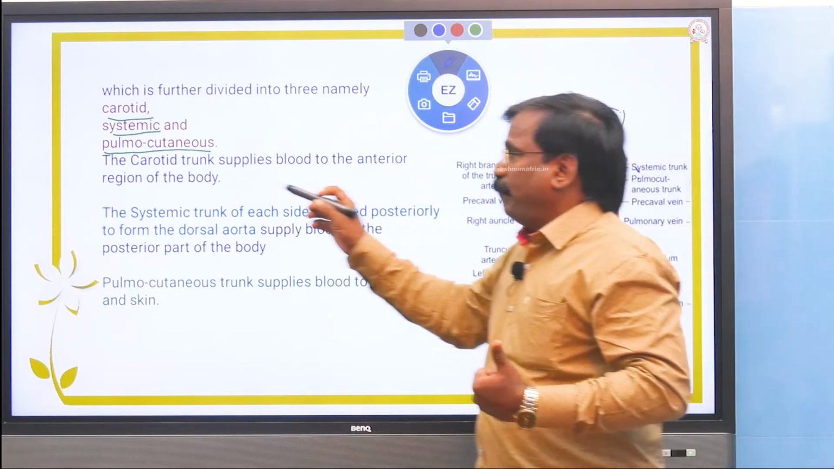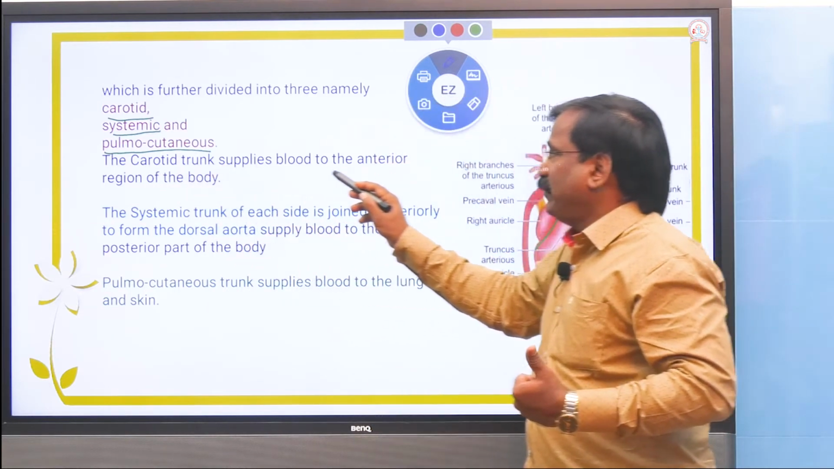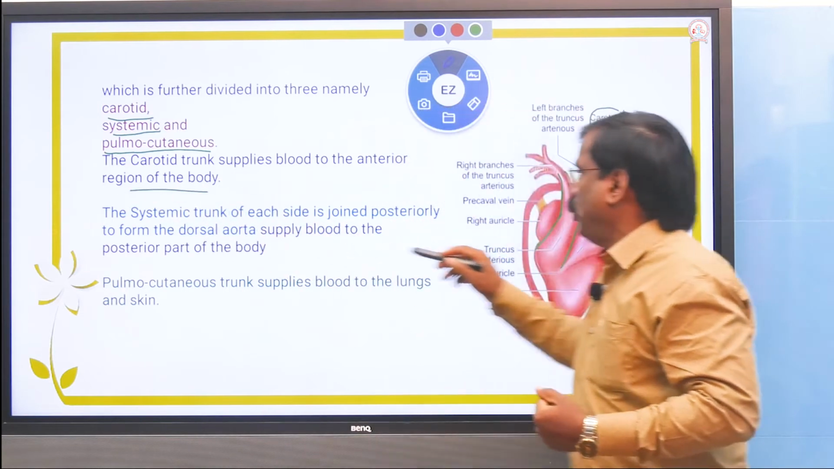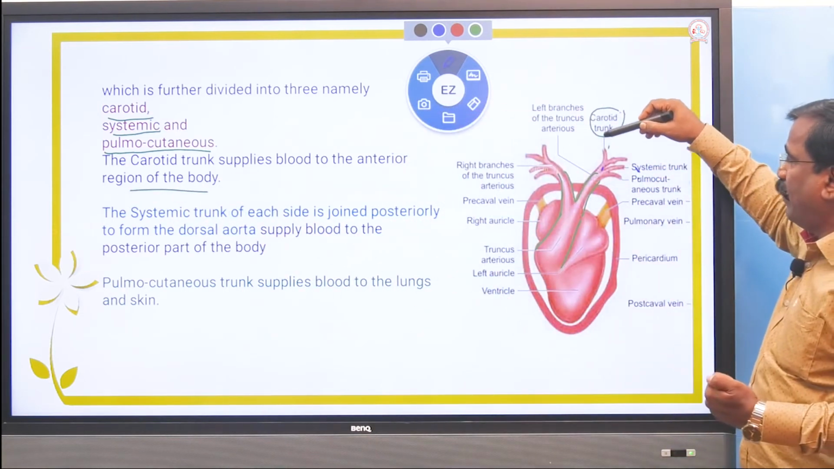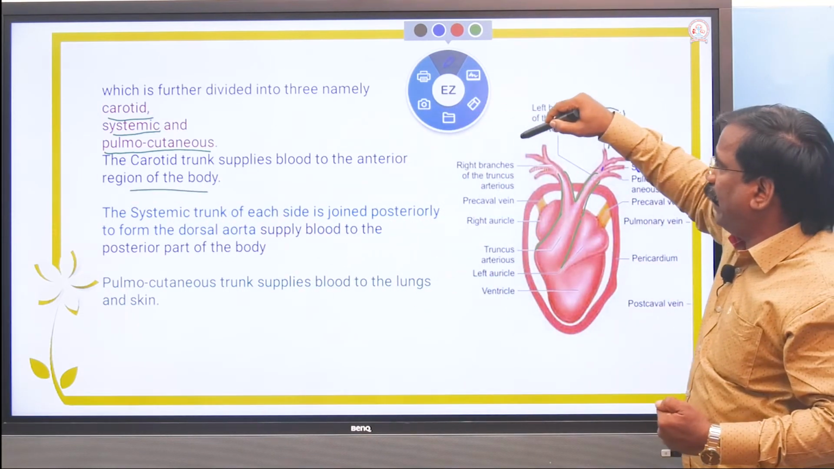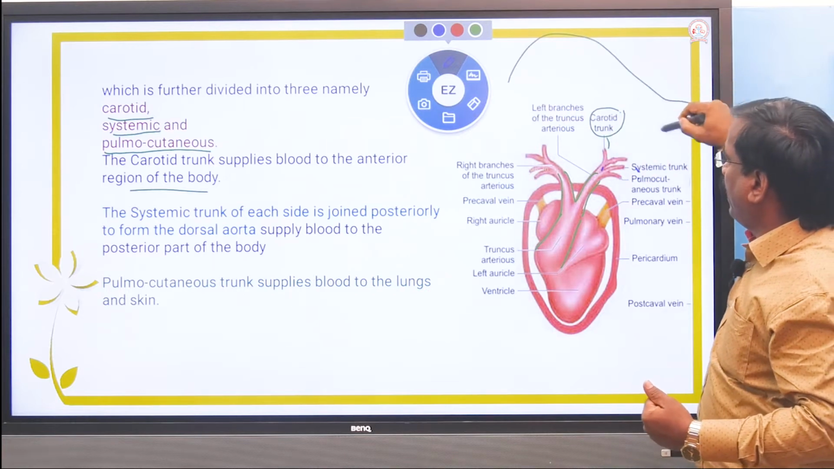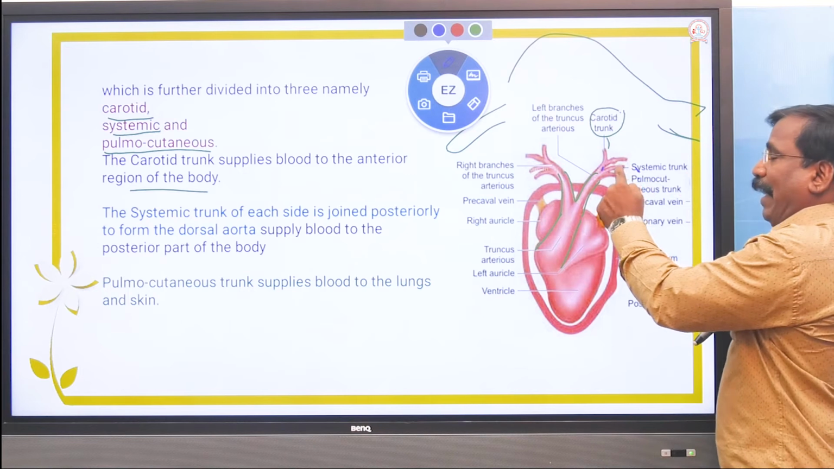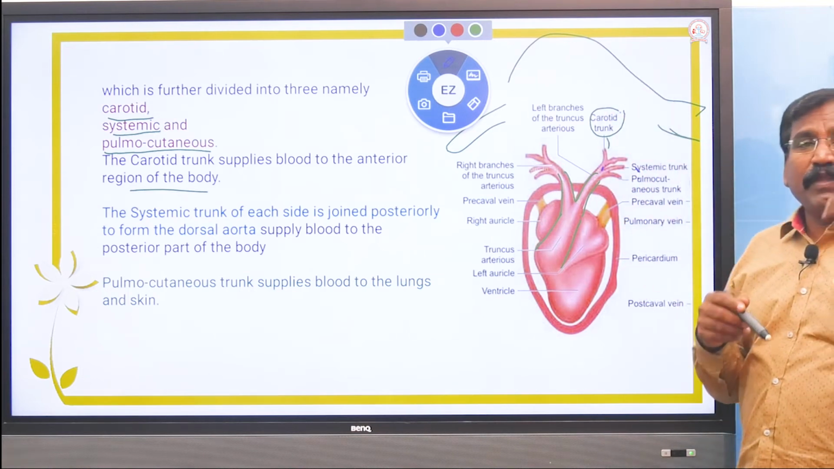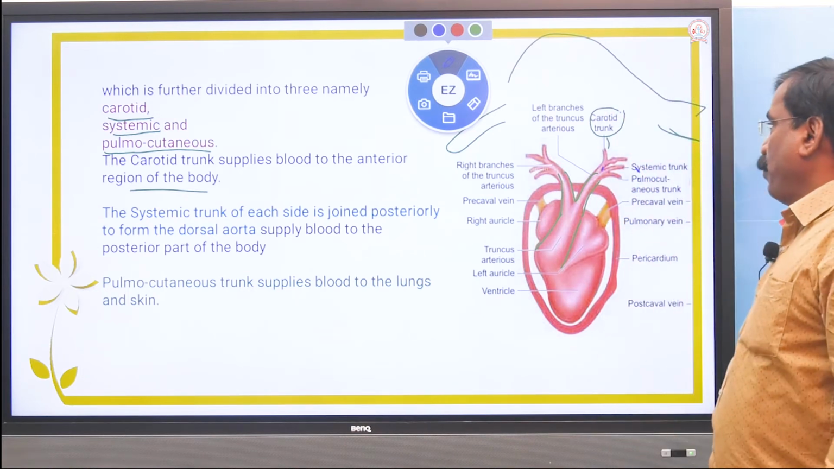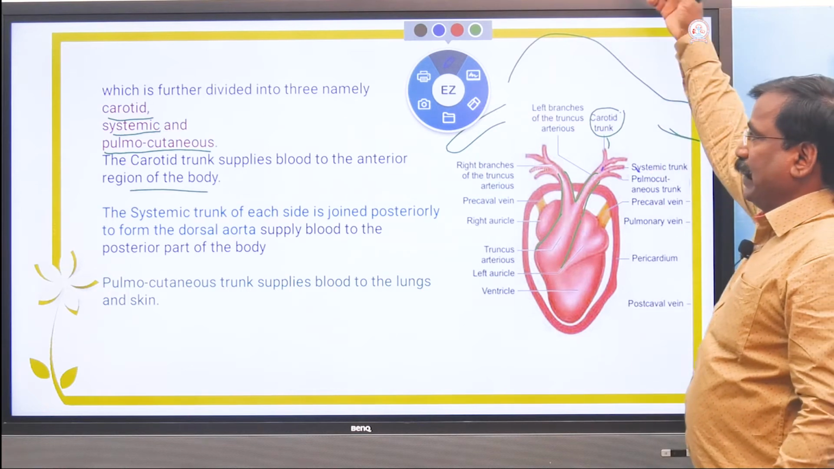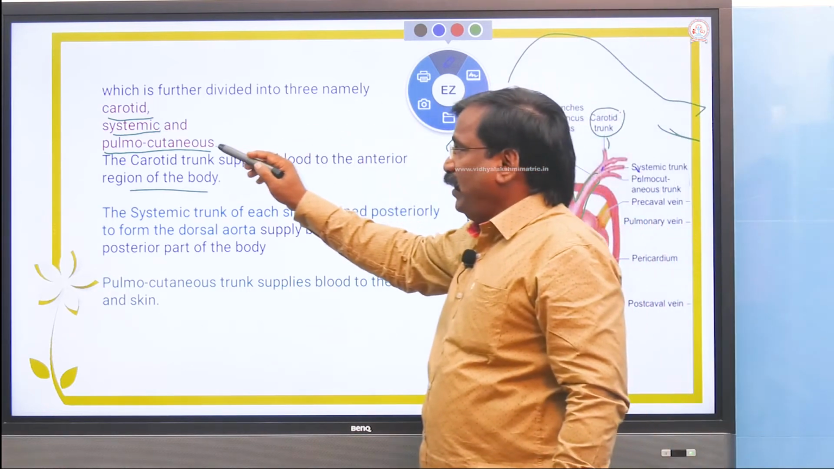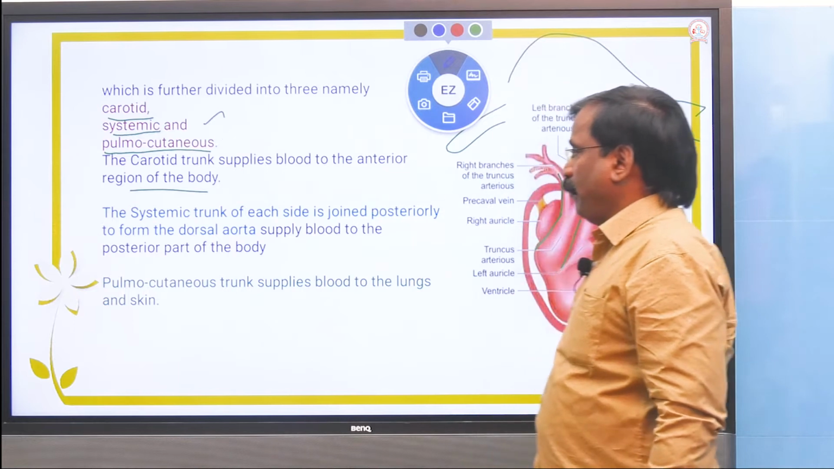The carotid trunk supplies blood to the anterior region of the body. In the frog, the anterior side, the head and so on, is supplied by the carotid, which supplies blood to the anterior region. Okay, coming to the systemic trunk.